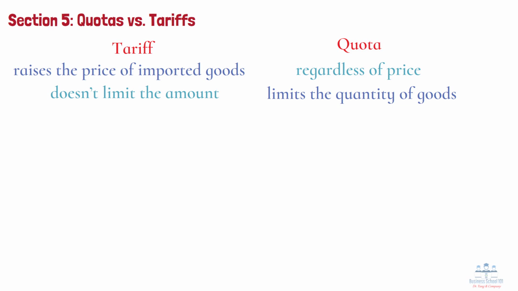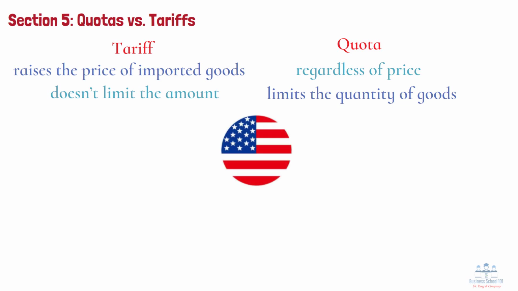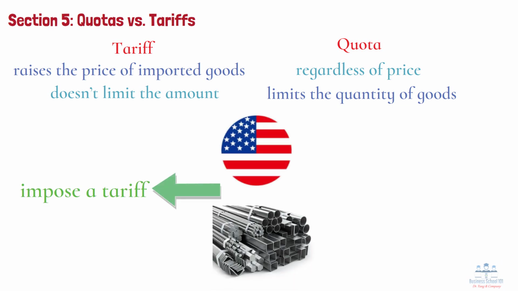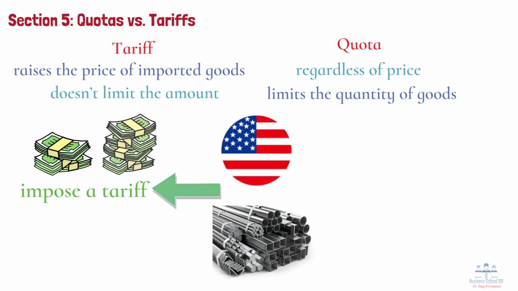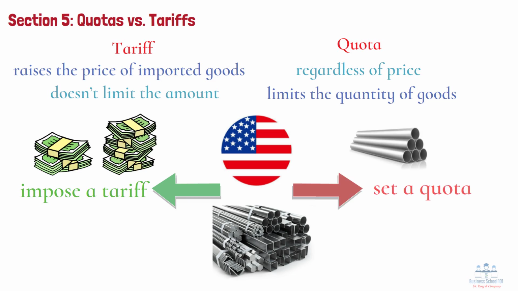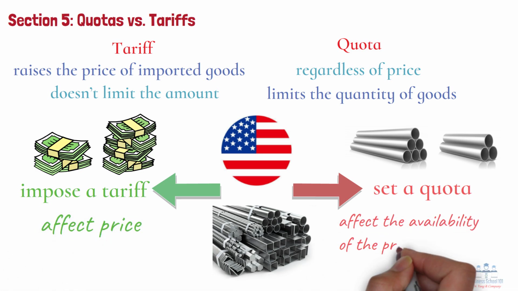For example, let's say the U.S. wants to protect its domestic steel industry. It can either impose a tariff that makes imported steel more expensive or set a quota that limits the number of tons of steel that can be imported. While tariffs affect price, quotas directly affect the availability of the product.